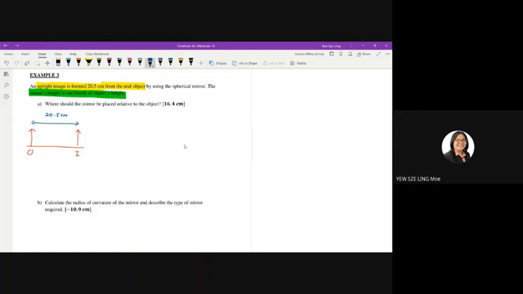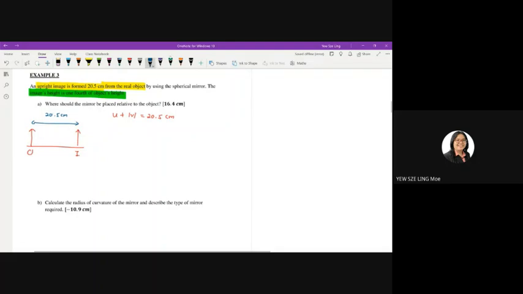So I'm just going to assume a mirror. It could be somewhere here. I don't know where the mirror is. Or even if you don't want to put the mirror, it doesn't matter. Why? Because with O and I right here, I'm going to have the total: U plus modulus V is equal to 20.5 cm.